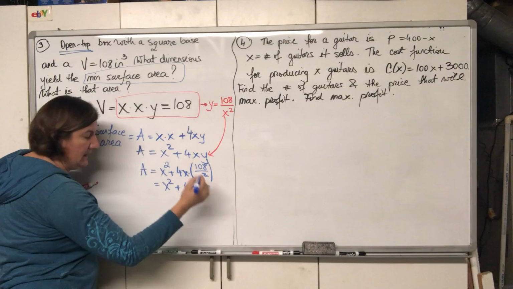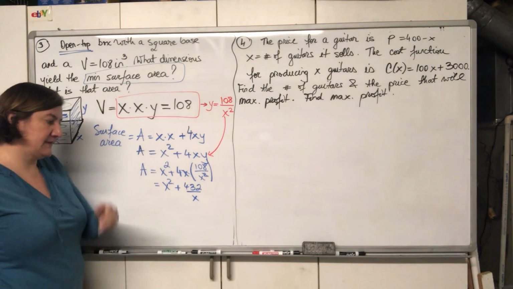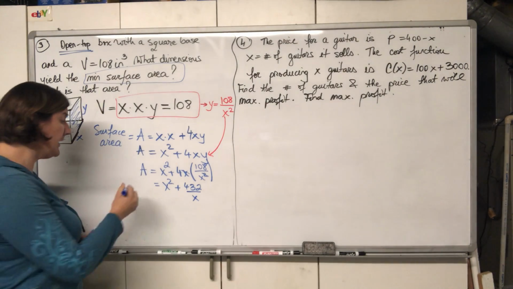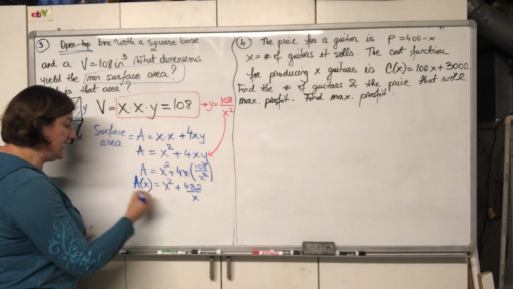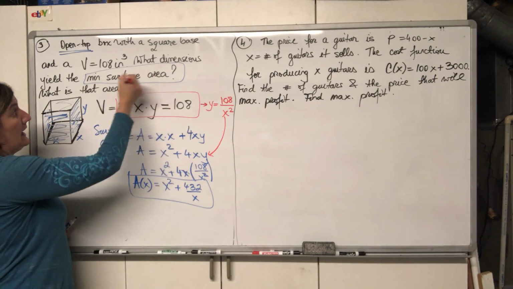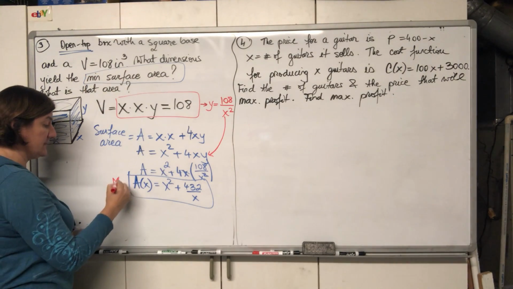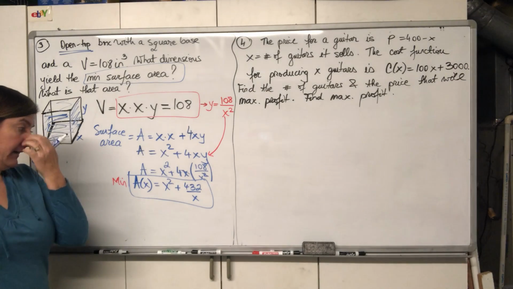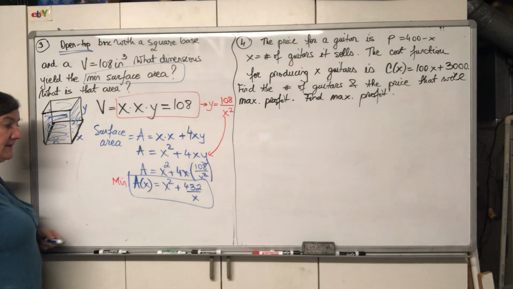And I'll do some, not over x squared, over just x, right? One of the x's goes away. So, sure enough, this function now depends on one variable only. What do I want to do with it? I want to find its minimum surface area, okay? All right, so to find its minimum surface area, what do I do?